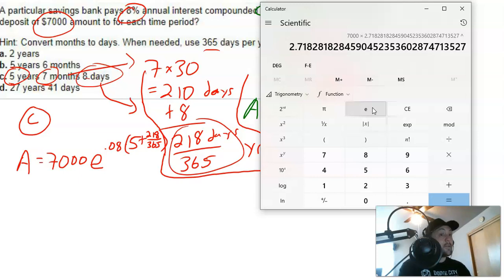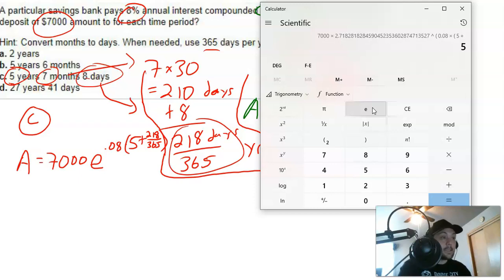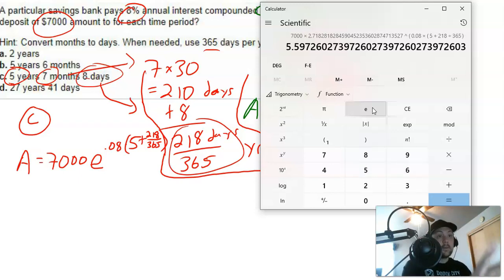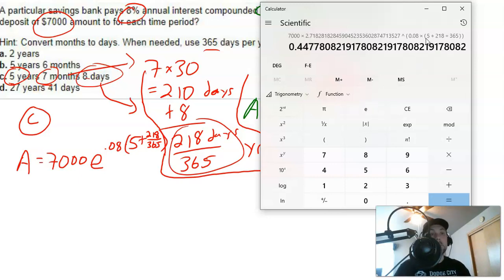Raised to the power of, we have to use parentheses again for our exponent. If we don't, it's a mistake. So we have to have 0.08 times parentheses again for the time. We have 5 years plus another 218 over 365. Close those parentheses for the time, and then close the parentheses again for the exponent. Right, so I'm closing these parentheses here. That's the time part. And then I'm closing these parentheses for the exponent. And so that should give me the correct answer when I hit enter.